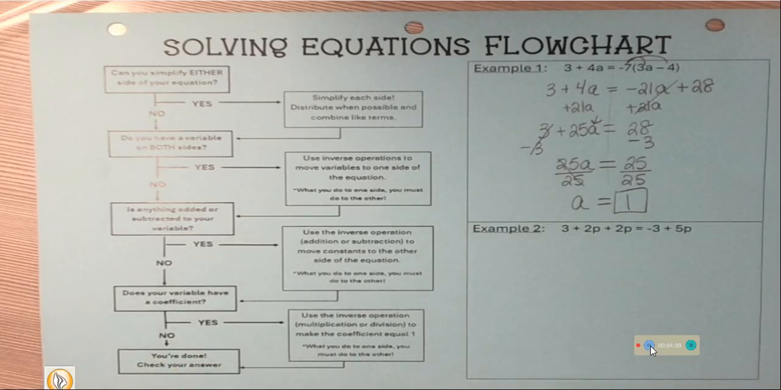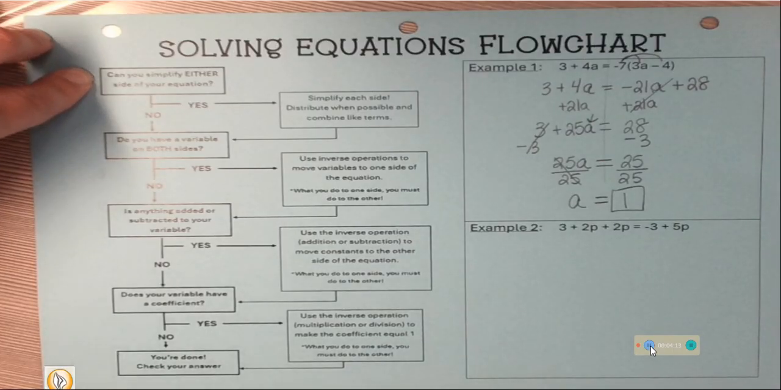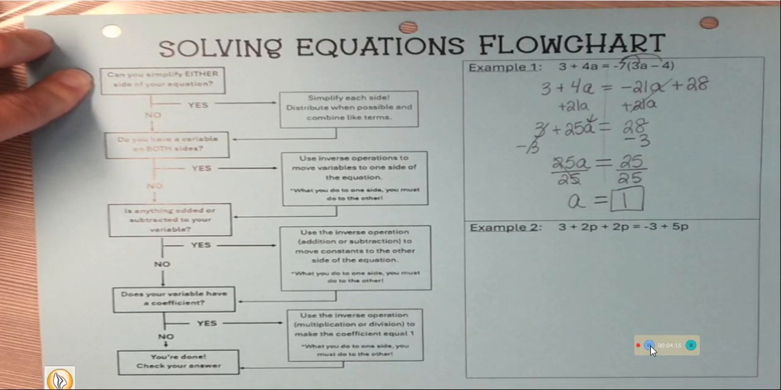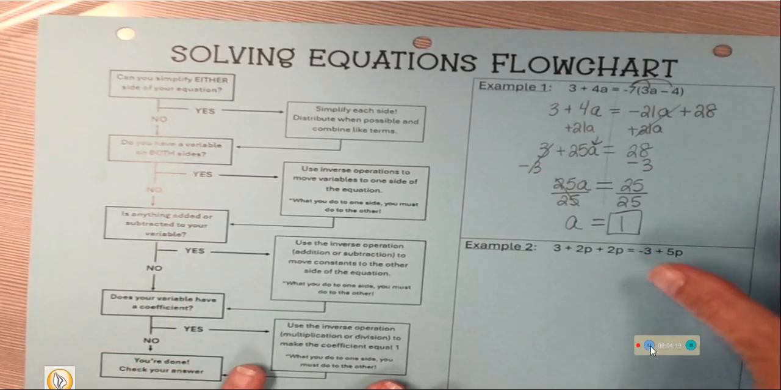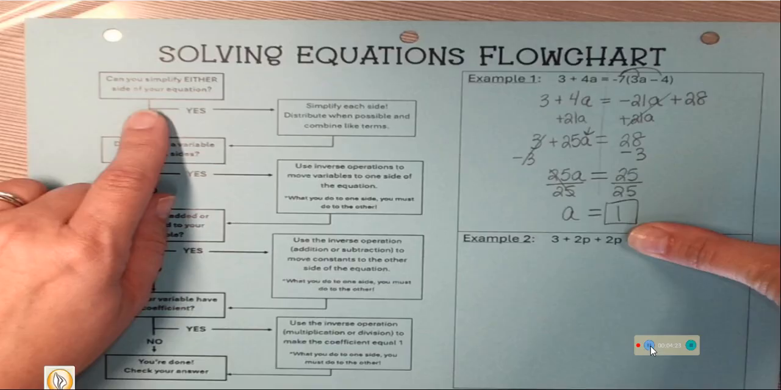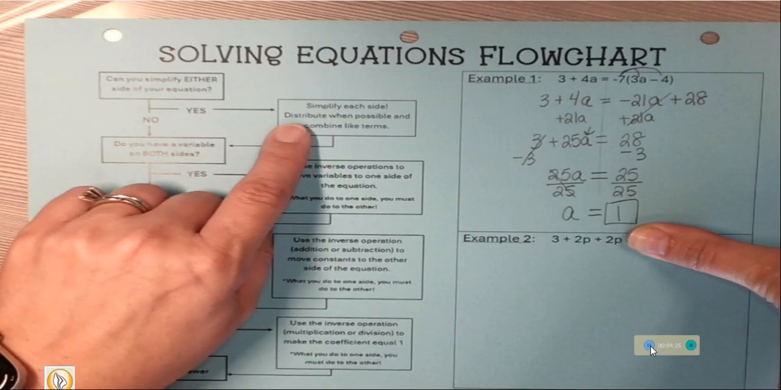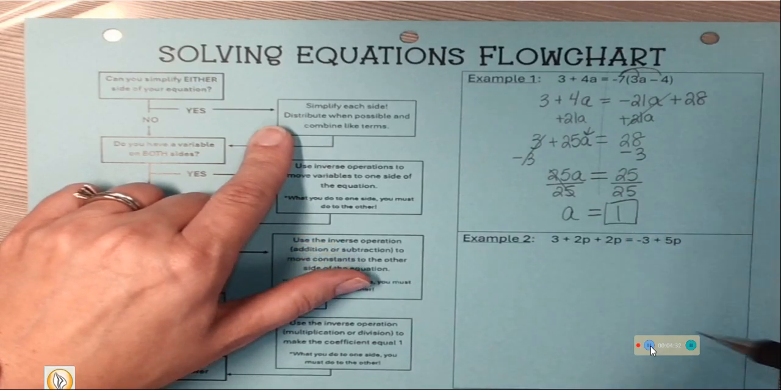All right, so now let's look at example 2. Every time you start up here at the top. So, anytime I help you, I would say to you, can you simplify either side? Look at the left side. Is there any like terms over here you could simplify? Yep. So you simplify the side. If you need to distribute, you distribute. If you need to simply combine like terms, you can.